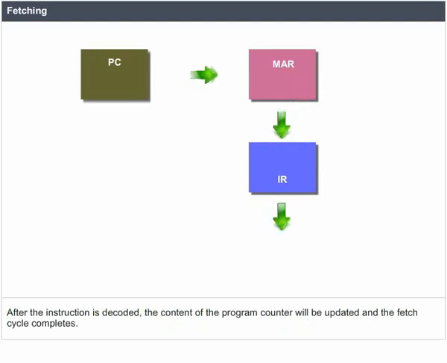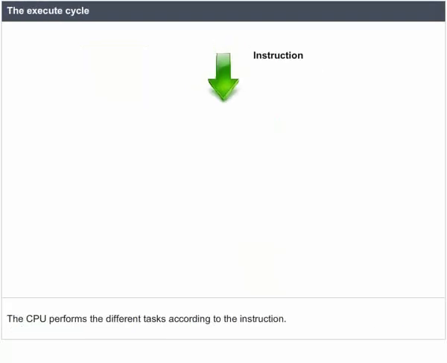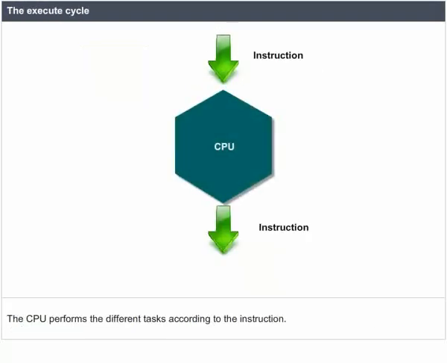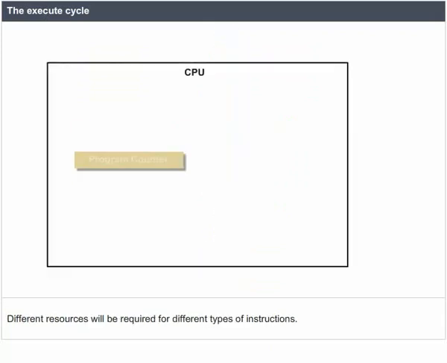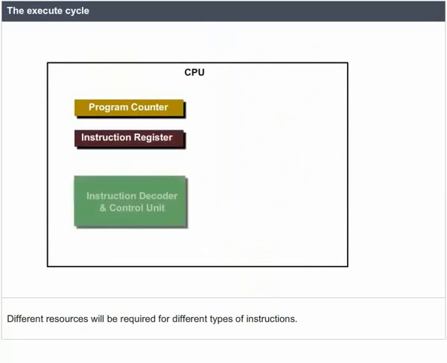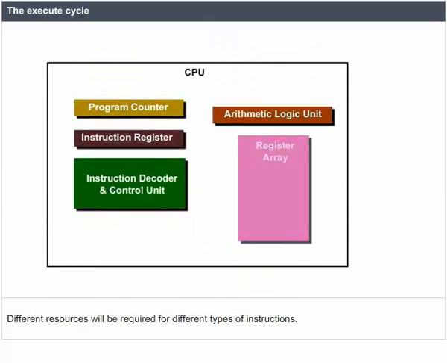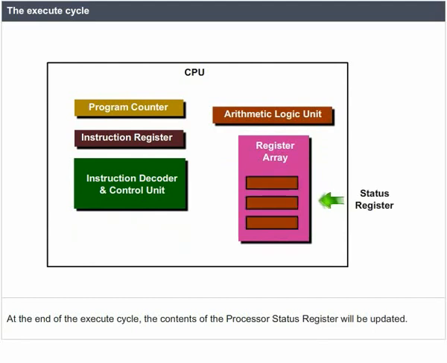After the instruction is decoded, the content of the program counter will be updated and the fetch cycle completes. The execute cycle. The CPU performs the different tasks according to the instruction. Different resources will be required for different types of instructions. At the end of the execute cycle, the contents of the processor status register will be updated.